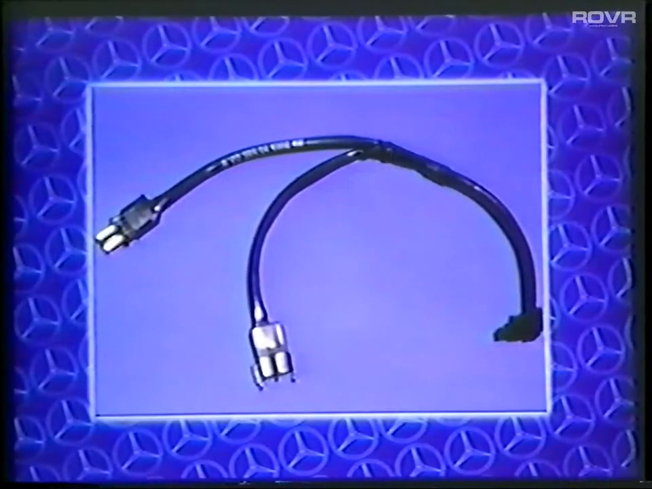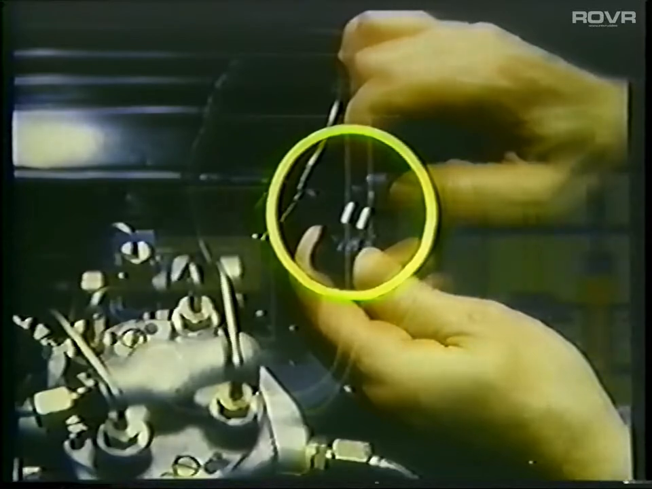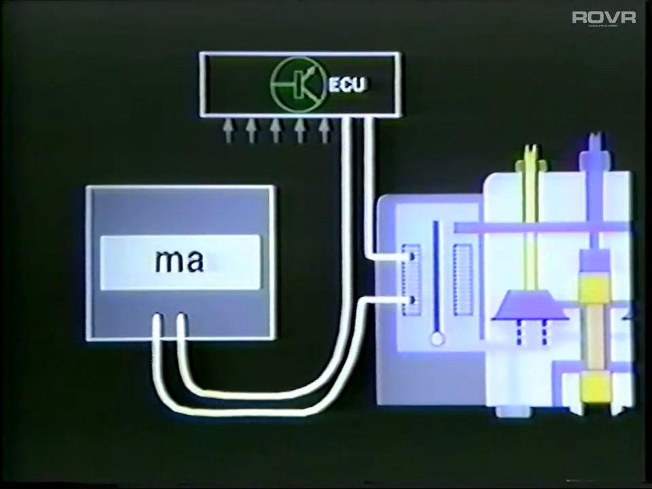Testing current flow to the EHA requires an adapter cable, which is a special tool provided by Mercedes-Benz. The adapter cable is plugged into the EHA. The EHA connector is then plugged into the adapter cable. Returning to our illustration, it can be seen that the meter is connected in series with the EHA circuit and will indicate the current flow to the EHA.